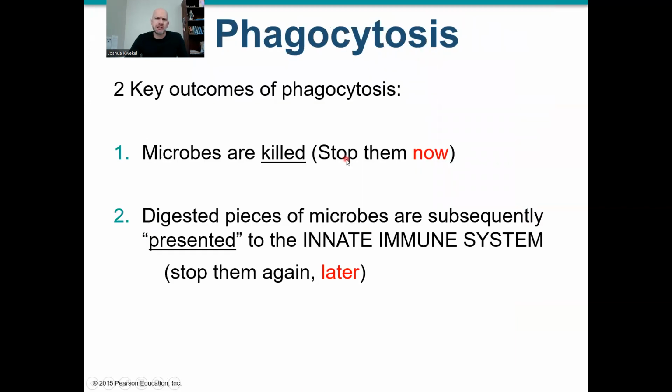All right, so phagocytosis, there's 2 really big outcomes here. 1, the microbes are killed because when you phagocytize them, you're engulfing them and tearing them apart. Stop them now. The other major part of phagocytosis, and this only applies to the antigen presenting cells, is that the digested pieces of the microbes are subsequently presented to the adaptive immune system. So instead of stop them now, it's stop them again later after a second or a third exposure to that pathogen. Stop them now, stop them later. Fight the battle now, fight the battle later.